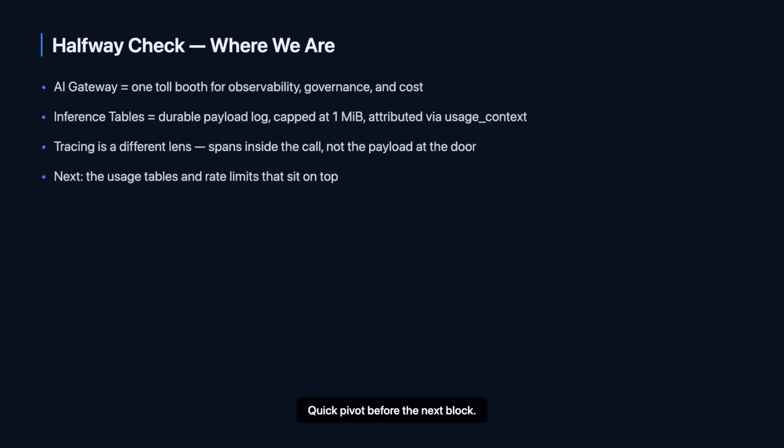Quick pivot before the next block. We've got the toll booth and the payload log, the durable record at the door. We've also established that tracing is a different lens, spans inside the call, not the payload at the door. What we don't have yet is the chargeback dimension and the circuit breaker that stops one tenant from drowning out the others. That's next.